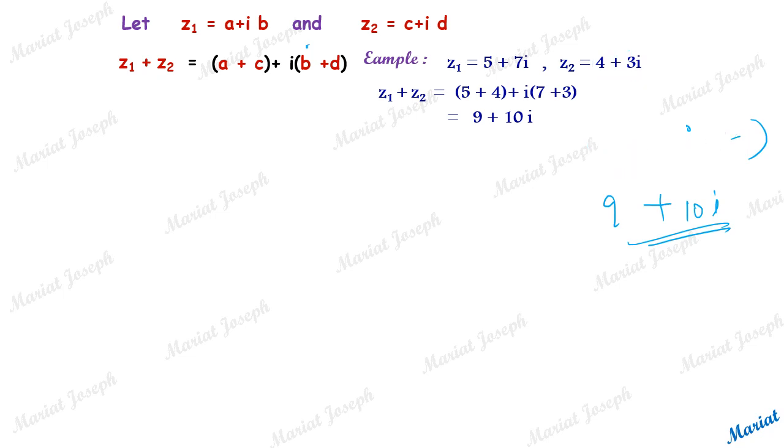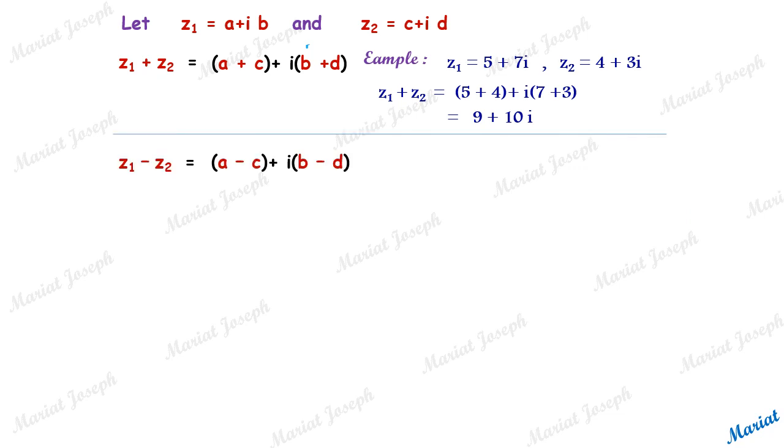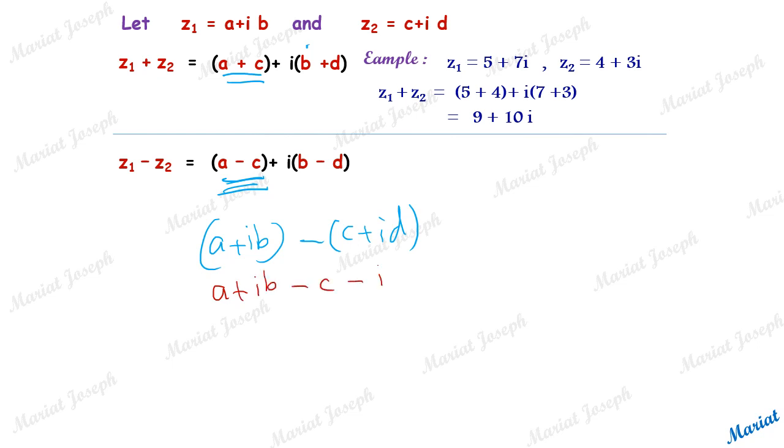That's it. Now let's see how we perform the subtraction. Subtraction is also done in a very similar way. Real part minus real part forms the real part of the subtraction. A minus C, instead of A plus C. And why is it so? Because you see, Z1 is A plus IB, and then you are subtracting C plus ID. So if you open the bracket, you can see this is A plus IB minus C minus ID.